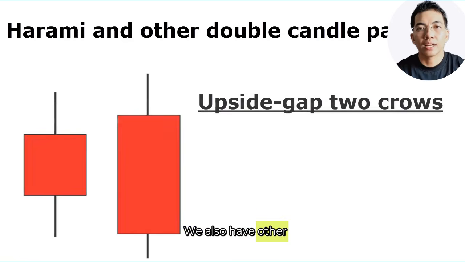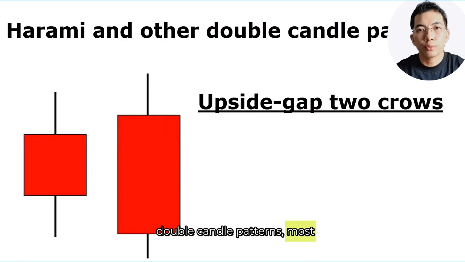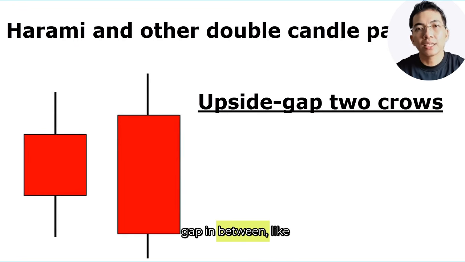We also have other double candle patterns, most of them with a gap in between, like the upside gap two crows that we see here. This is like an inverted harami, and in the stock market it is used more or less in the same way we use the bearish engulfing pattern. I'm stopping here talking about the double candle patterns. I could talk for hours, but we need to follow our path.